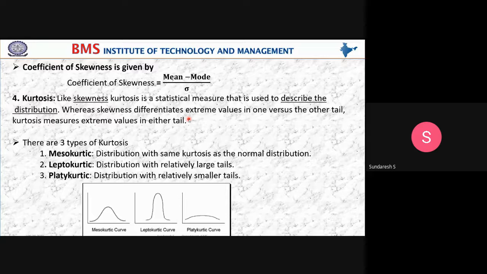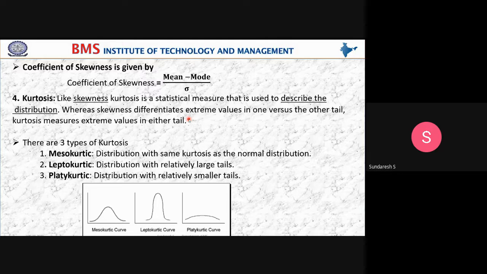To be specific, it is a parameter that describes the shape of a random variable's probability distribution. If you have studied probability distributions, you might know the term kurtosis. It is just like skewness: a statistical measure used to describe the distribution. Skewness differentiates extreme values in one tail versus the other, whereas kurtosis measures the extreme values in either tail.